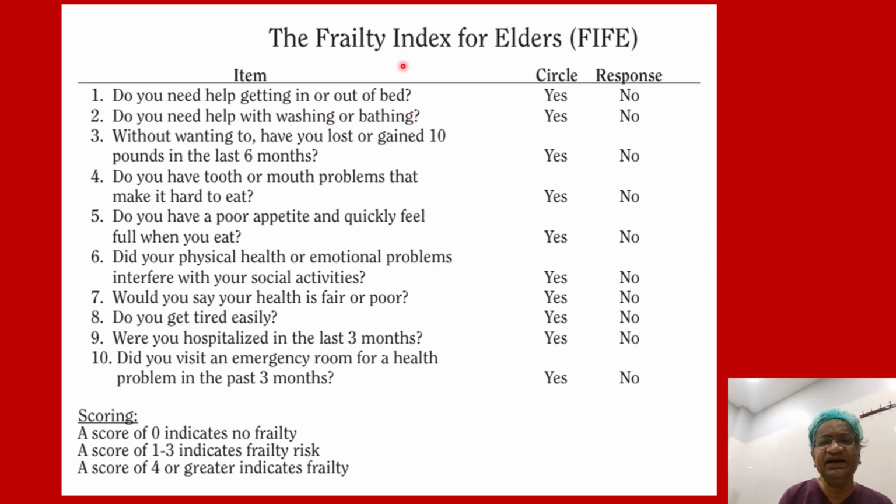Do you need help getting out of bed? Do you need some help for bathing? Do you need some help for washing? Have you lost weight? Do you have a poor appetite? Yes, feeling quickly full when you eat is very important. Is your physical and emotional health well? Did you get tired? Were you hospitalized? All these things are there, but you need just 1 to 3 to increase frailty risk. So I am again telling you: walking speed, tiredness, low energy, low grip strength, unintentional weight loss. These are very important when you say they are frail.